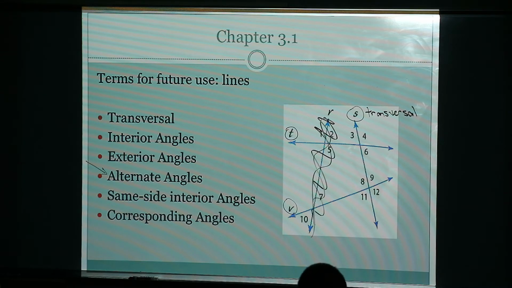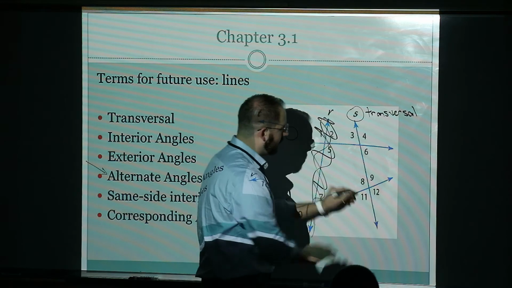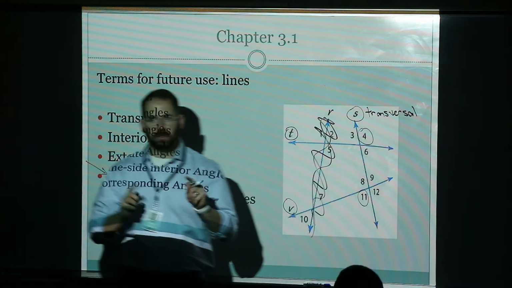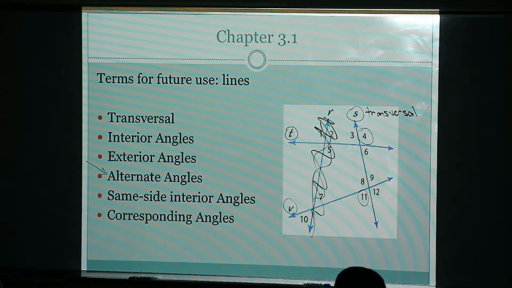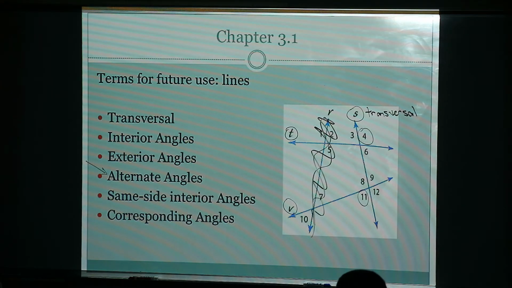What do you got? 11 and 4. Perfect. Alternate exterior, right? So they have the exterior angles, 11 and 4. That was perfect. They're not even touching each other. They're on the opposite sides of the transversal. That's really tough to see that.